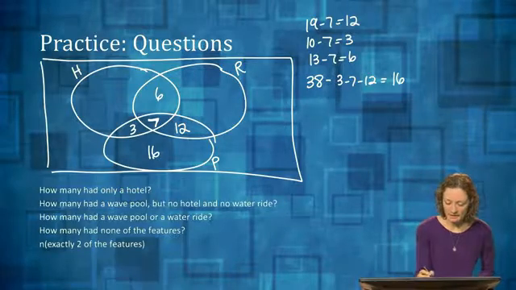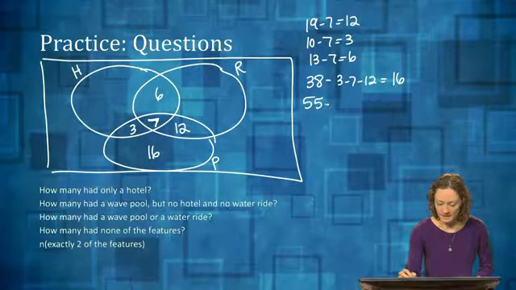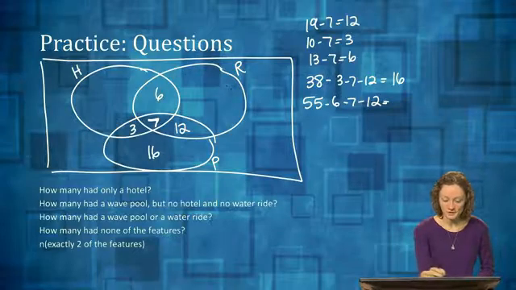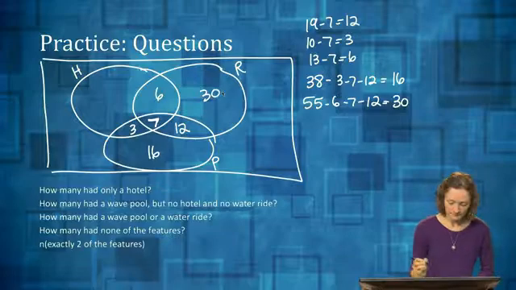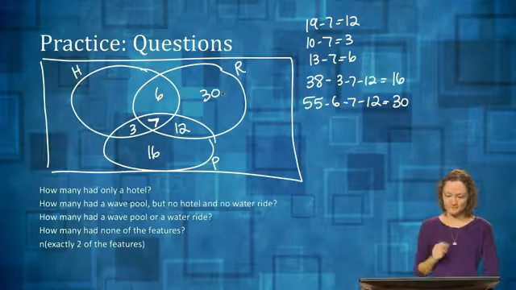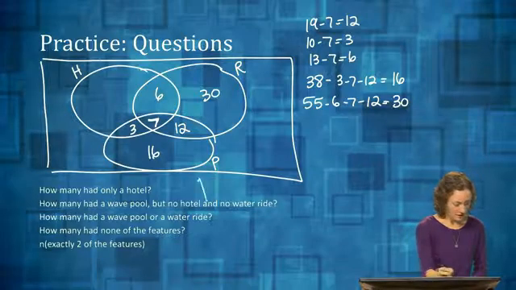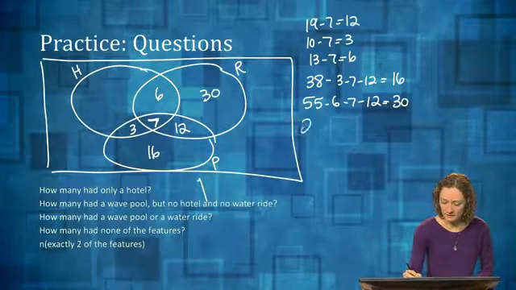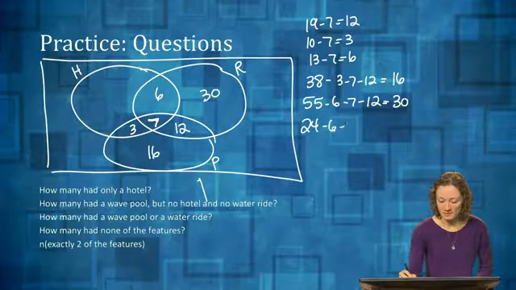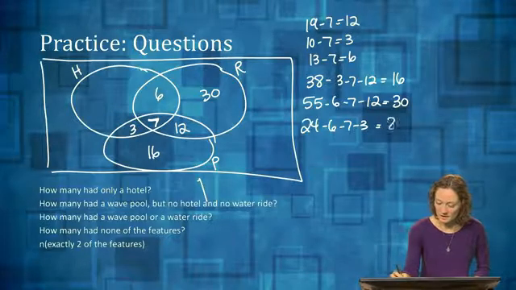55 had water rides. So there are 55 in this circle. Take out the 6, the 7, and the 12 that have already been accounted for in this circle. And we get 30. Then for hotels, we have a total of 24. Subtract out the pieces that have already been accounted for, the 6, the 7, and the 3, and we get 8.